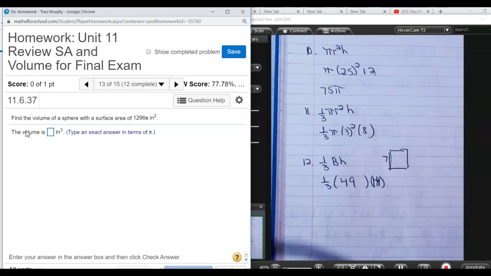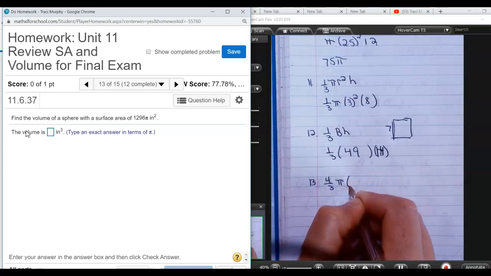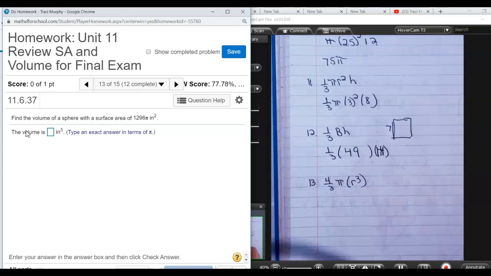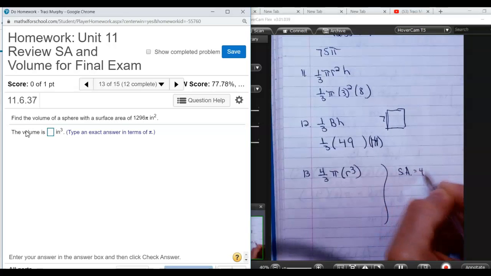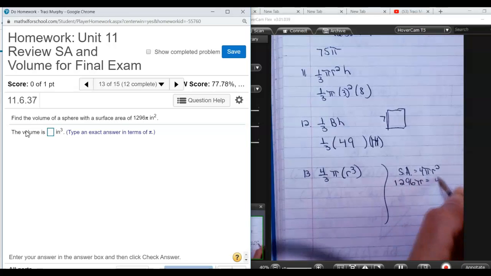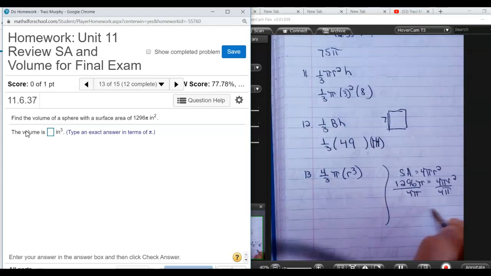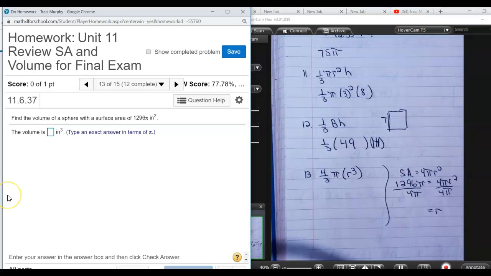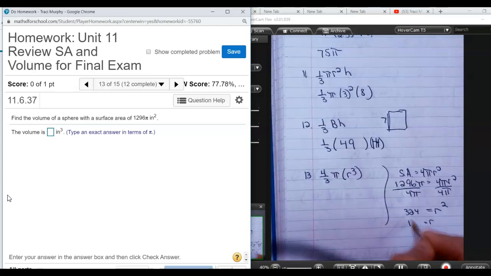Okay, the volume of a sphere. The volume of a sphere is 4/3 pi r cubed, and in this particular case, we don't know what that is. We're going to have to do a little bit of work. I have been given the surface area, so I'm going to substitute the 1296 pi. I need to go find that radius, so I'm going to divide by 4 pi, and then eventually take the square root. I've got 324 equals r squared. Taking the square root of that, we end up with r is equal to 18.